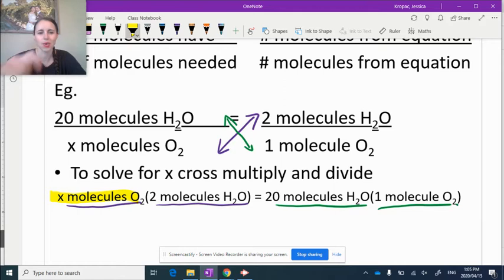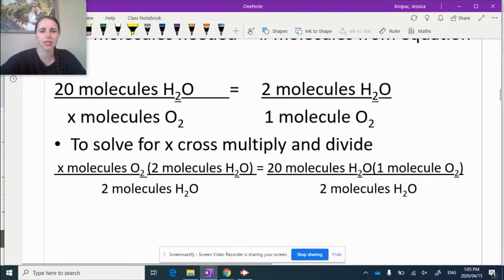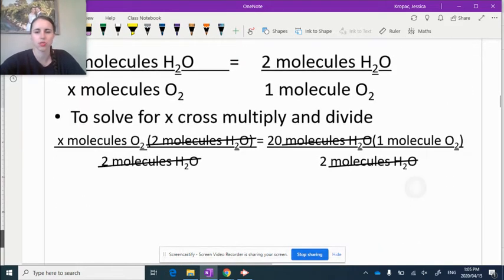I want to get X by itself. So in order to get X by itself, I want to divide both sides by 2 molecules of H2O. So if I divide this side by 2 H2O, it's going to cross this out. And on this side, this is going to cross out these H2Os as well. So not only have I gotten X by itself on the left-hand side, but I've also crossed out my H2Os. So now I'm just left with dealing with molecules of O2. So that shows this here.